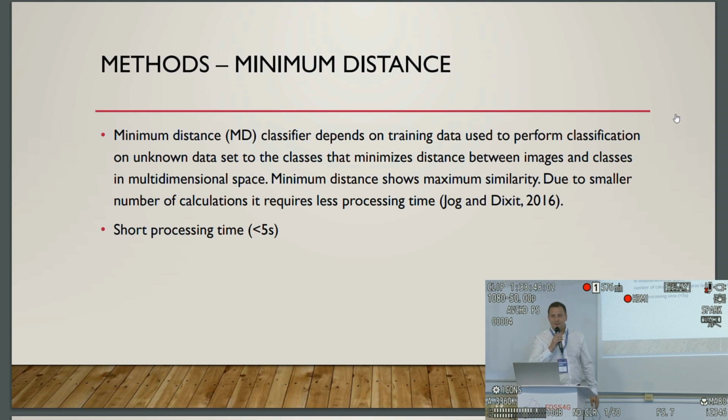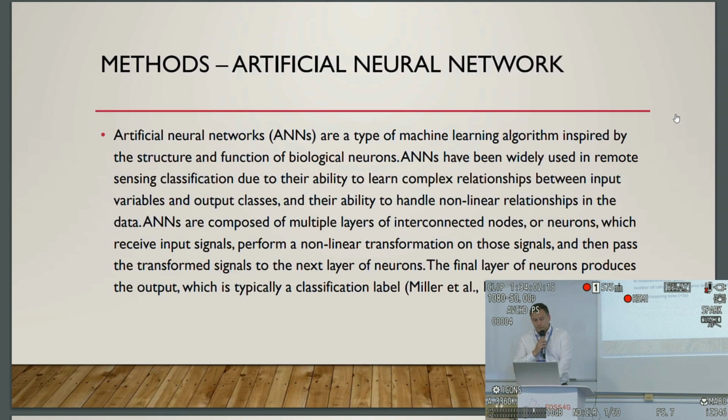Minimum distance is similar to maximum likelihood, but it depends on training data used to perform classification on unknown data sets to the classes that minimize the distance between images and classes in multidimensional space.